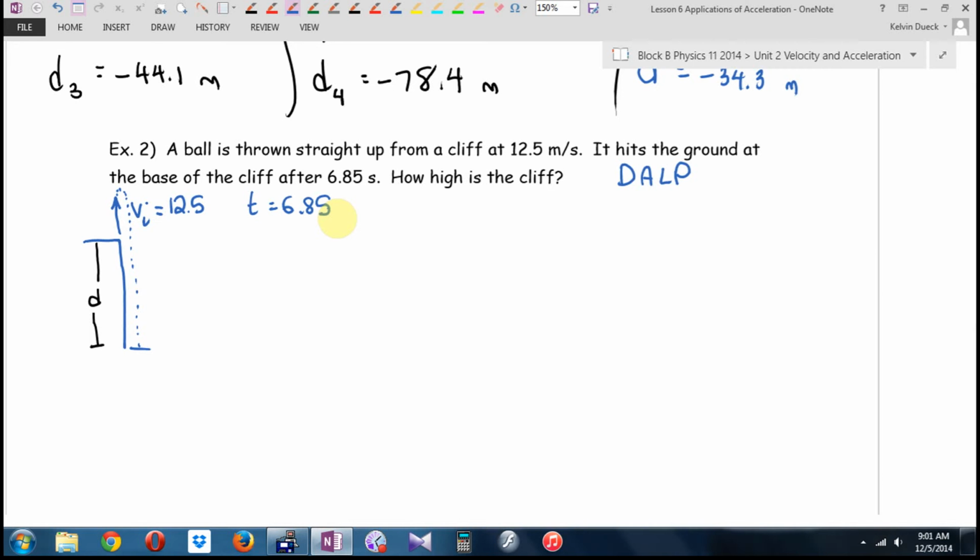Jordan, what? Wait a minute, how can it be moving upwards at 12.5 and have a negative acceleration? Of course you can. It's just like when you're moving forwards in a car and you hit the brakes. If you're moving forwards, which way are you accelerating when you hit the brakes? If you're slowing down, backwards. The acceleration does not have to be in the same direction as the velocity. So we have that.